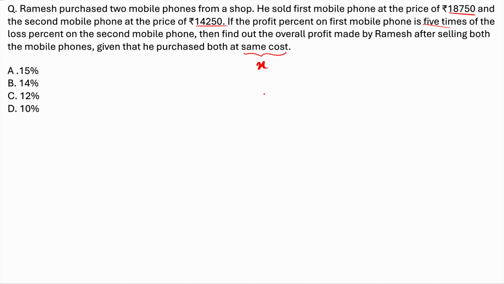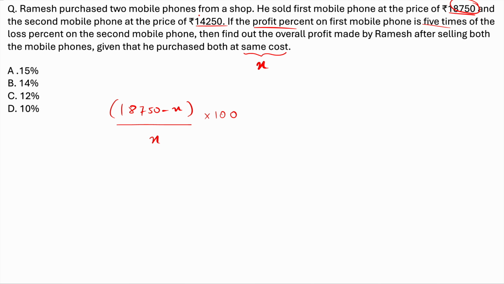Okay. In the first case, he's selling the mobile at 18750. He's making a profit. The profit is always selling price minus the cost price. Okay. The profit value is 18750 minus X. The profit percent on the first mobile shall be this profit value upon X multiplied by 100.